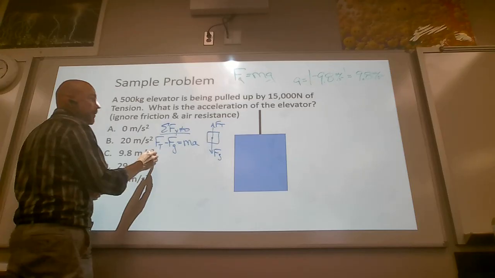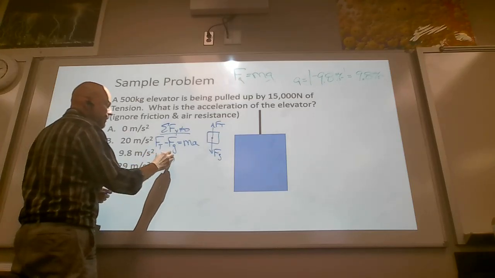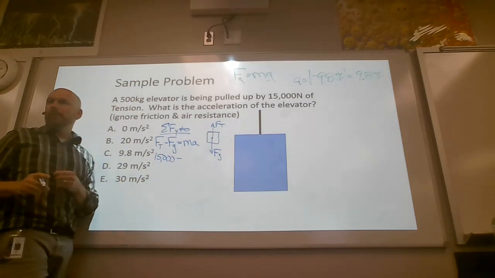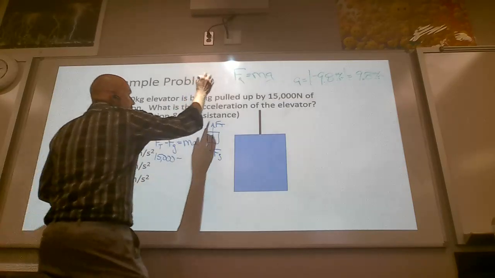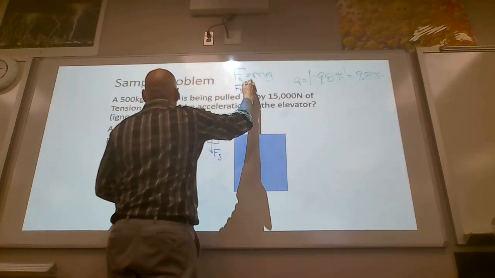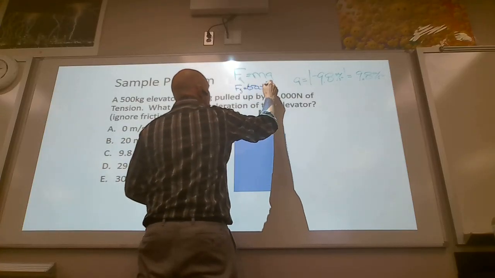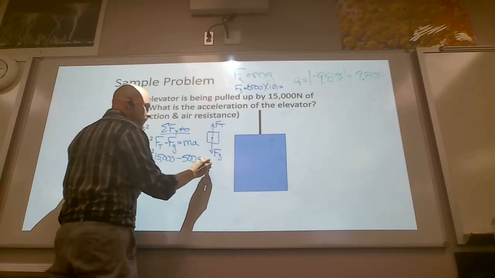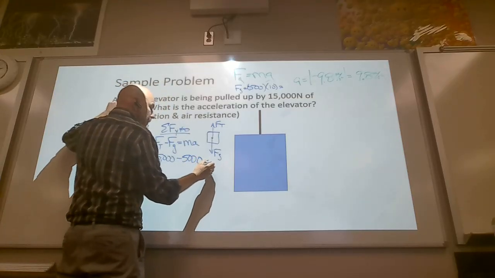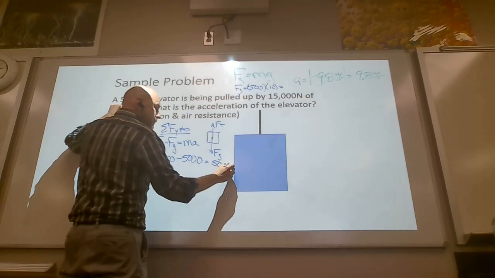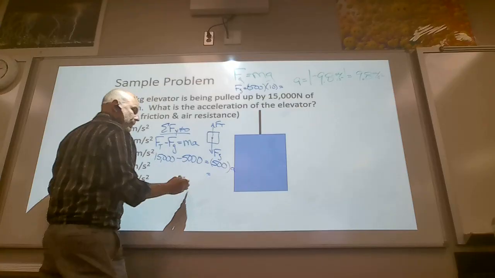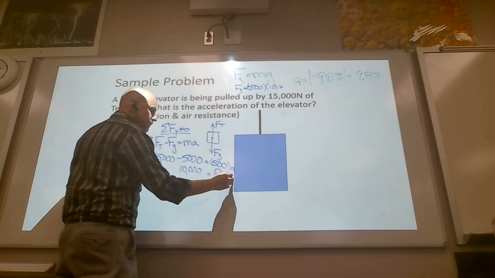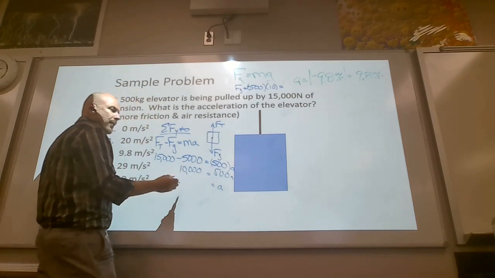Okay, so yeah, 15,000. Can I stick in 500 in for force of gravity? No. I use this equation. 500 times 10, that gives me 5,000, is equal to mass, kilograms, 500 times acceleration. So I end up with 10,000 divided by 500.